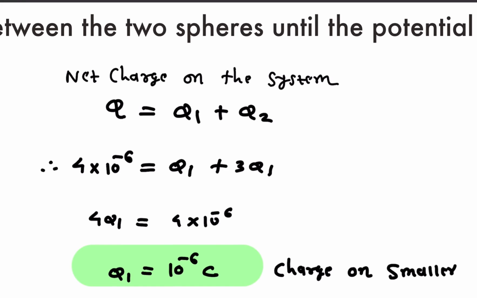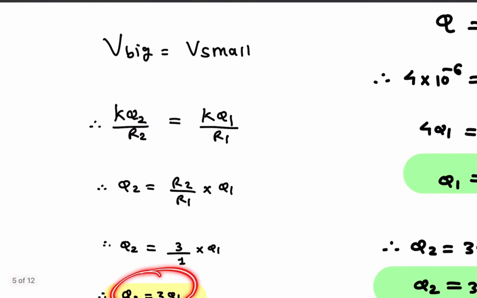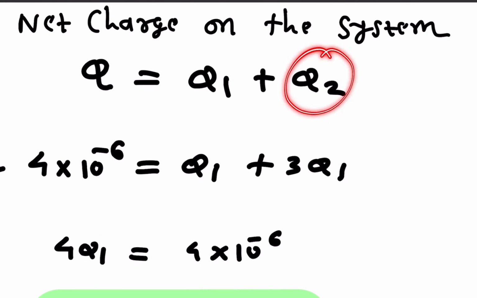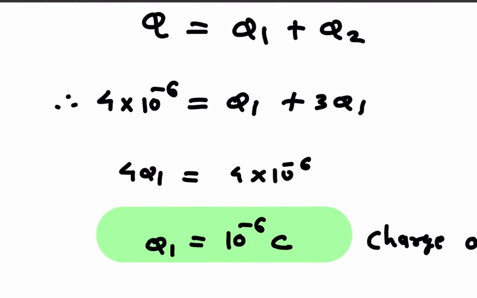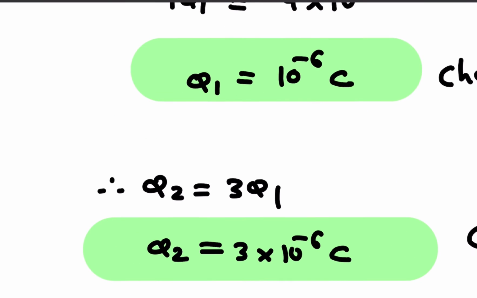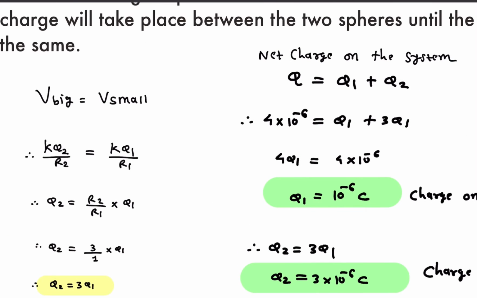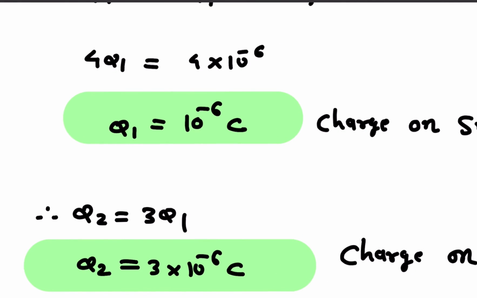So q net on the system is 4 into 10 to the minus 2 on the left side, and q1 plus q2 on the right. From the equation q2 equal to 3 q1, put the value of q2 as 3 q1. So on the RHS it becomes 4 q1, and 4 q1 is equal to 4 into 10 to the minus 6. So q1 is equal to 10 to the minus 6, that is the charge on the smaller sphere. From this, q2 is equal to 3 q1, so the charge on the bigger sphere is 3 into 10 to the minus 6 coulomb. That is the required answer in the question.